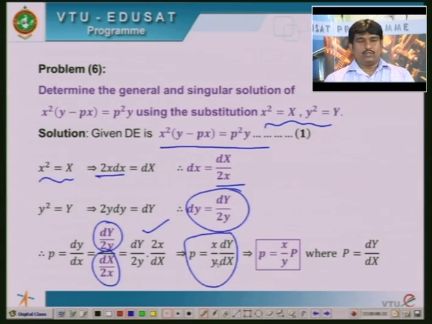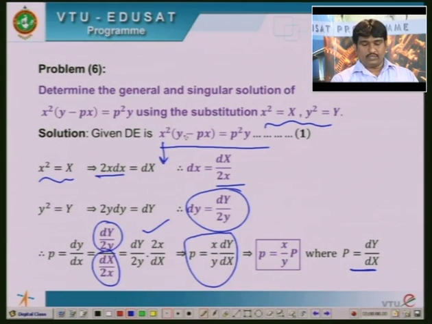As usual, I will call this new derivative as capital P. Small p will be small x by small y into capital P, where capital P is the derivative of new variable capital Y with respect to new independent variable capital X. Now I will substitute all these things in equation 1. This x square becomes capital X, and we have to simplify this y.